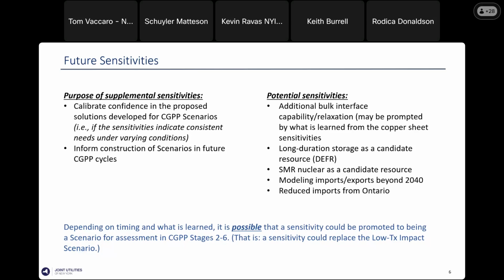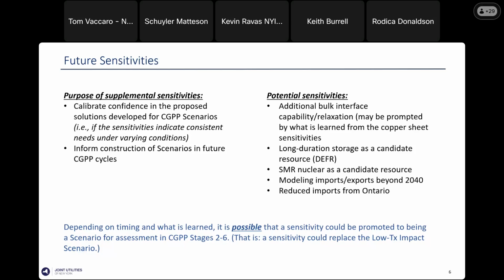So we think that we could use these to calibrate our confidence in the proposed solutions developed for CGPP scenarios. What I mean by this is we don't necessarily expect to have the time to do full transmission buildouts that are dedicated to each individual sensitivity, but instead maybe test buildouts for the scenarios among the sensitivities, or use the sensitivities as context in interpreting the scenario results to see which ones maybe are higher value or lower value or present less risk for investment to the commission or to the state. And then probably more importantly, inform construction of scenarios in the future CGPP cycles, which are fast approaching.